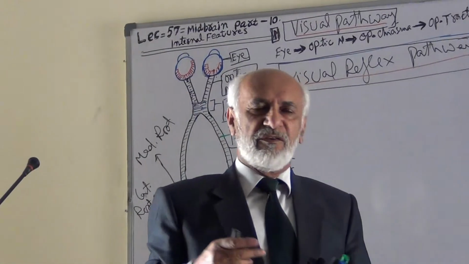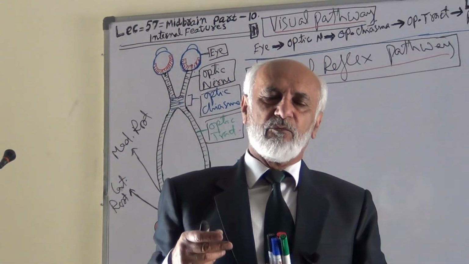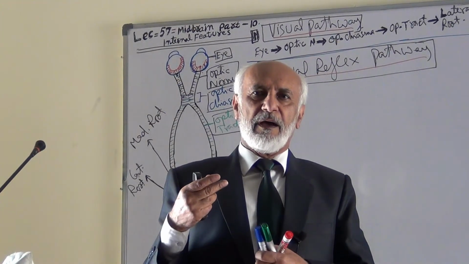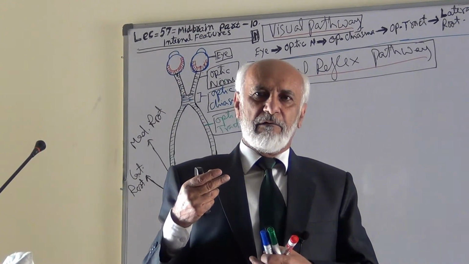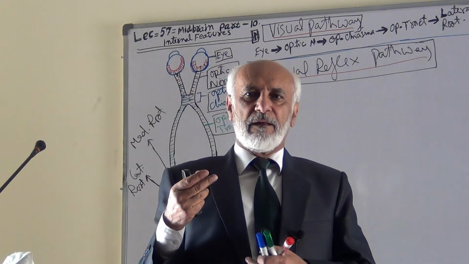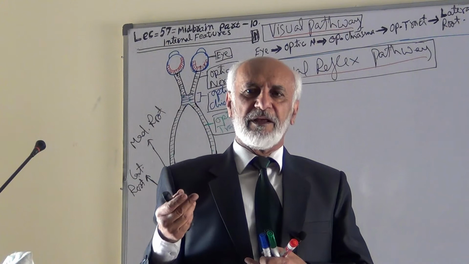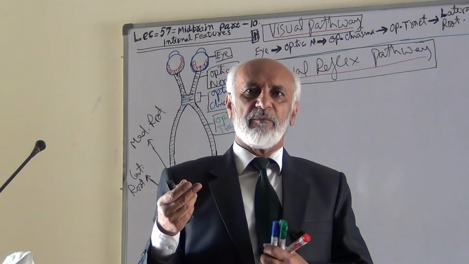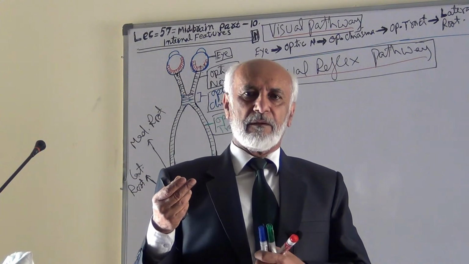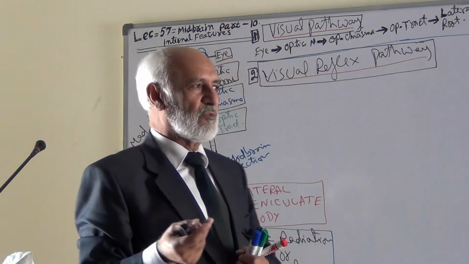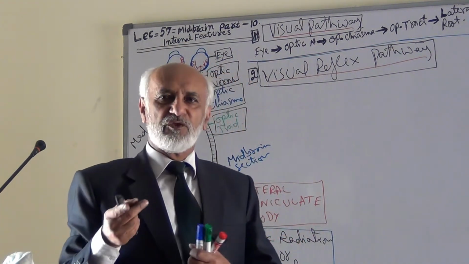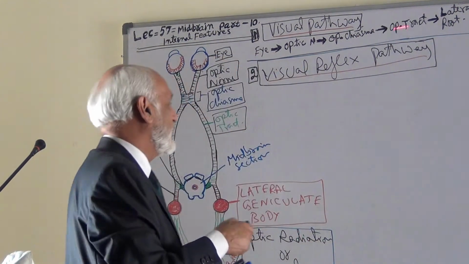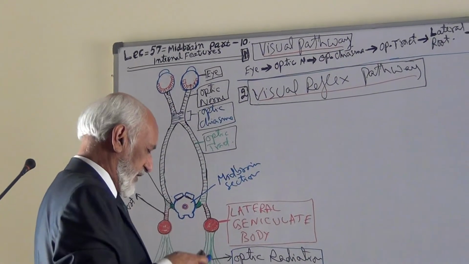So, what are the reflex movements of the body, or sudden response of the body to an unexpected flash of light in your eyes, or some other danger moving towards you? What will you do immediately? Which movements will occur when we are exposed to such a condition? That is the visual reflex. And what is the pathway for visual reflex? We discussed the visual pathway. Now what is the visual reflex pathway?